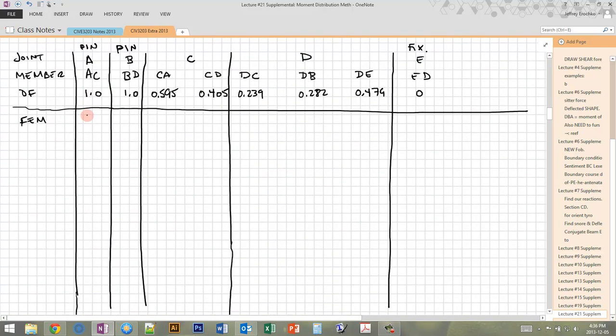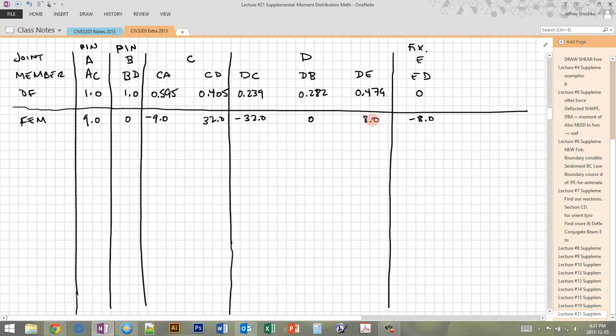So FEM for AC was 9.0, for BD was 0, then we have negative 9.0, so that's the other end of CA, AC, right? These ones are two ends of the same member. CD was 32.0, DC is negative 32.0, so those are two ends of the same member again. DB didn't have anything, DE has 8.0, and ED has negative 8.0. So these are two sides of the same member. So that's fixed end moments, the first one.